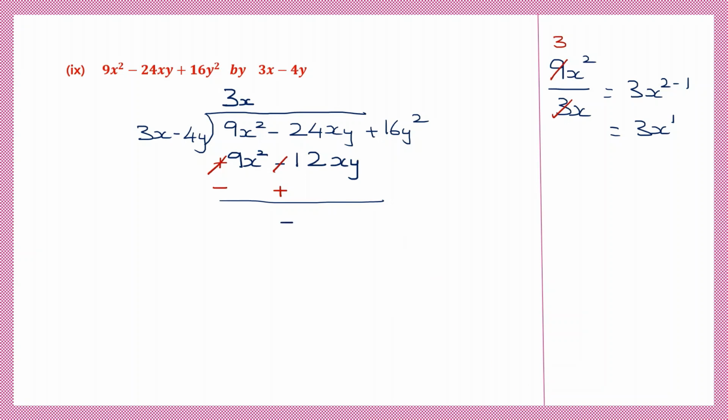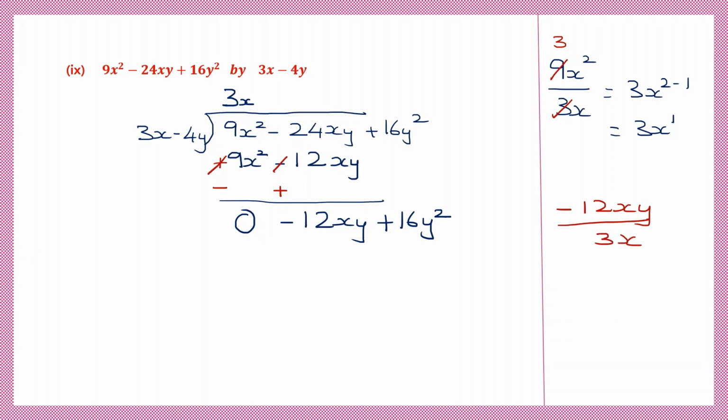24 minus 12 is 12xy. Now here we have plus 9 minus 9, which will become 0. Now let's write down the next term, which is plus 16y squared. So now take the first term of the dividend, which is minus 12xy, and divide it by the first term of the divisor, which is 3x.